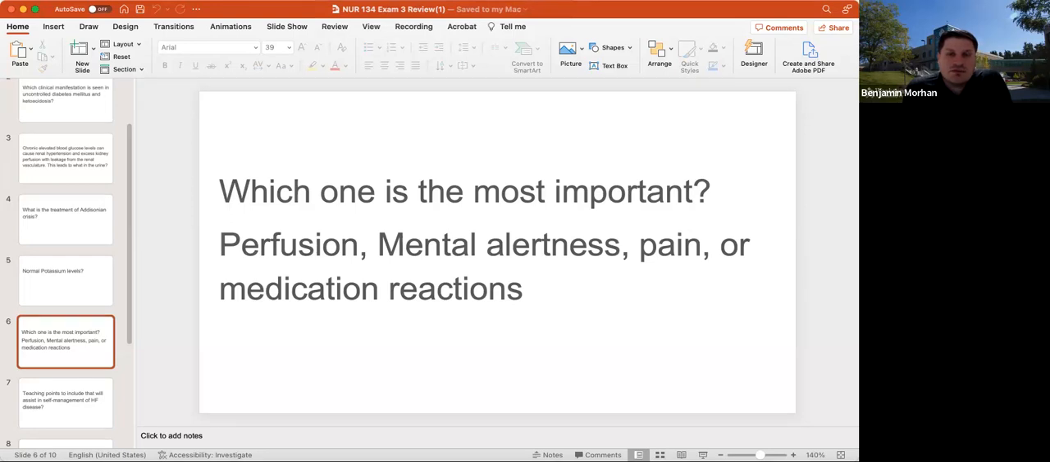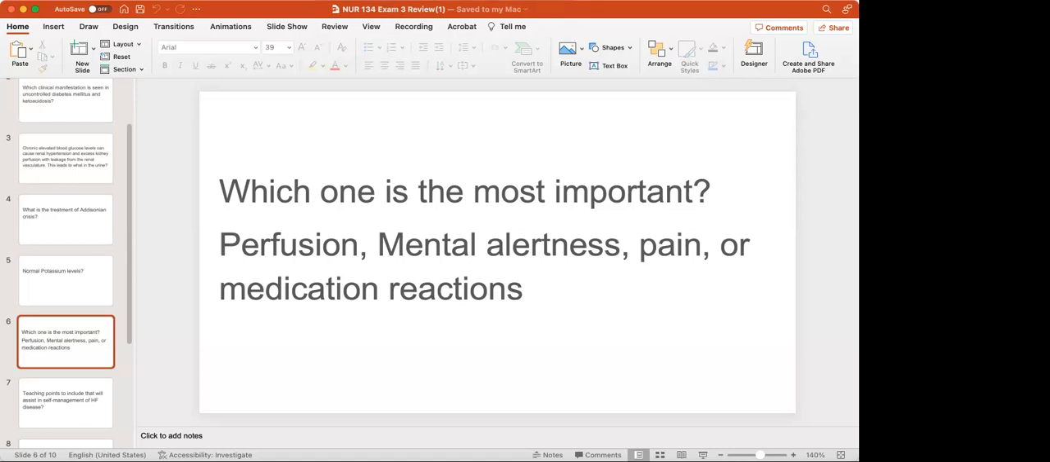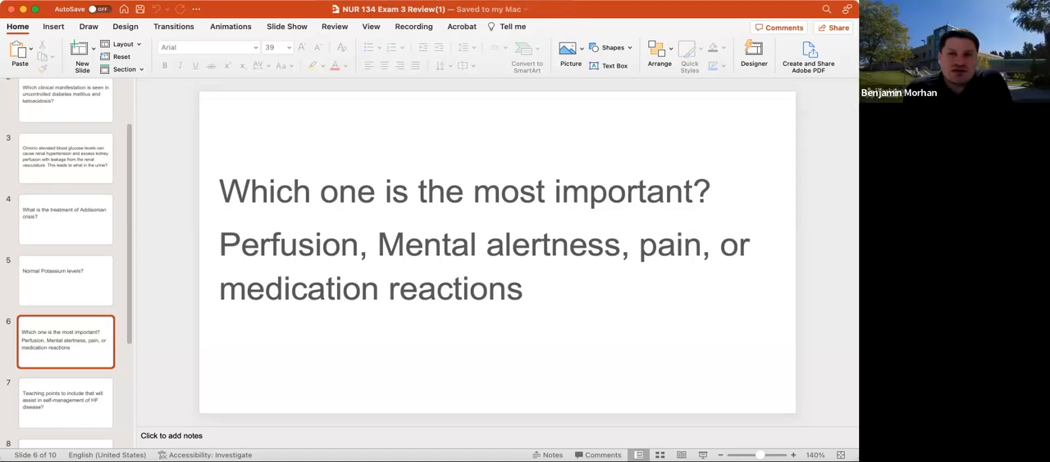All right, thermal regulation. The questions that are going to be associated with thermal regulation will be very simple, so don't overthink it. You do have some pregnancy questions on there.